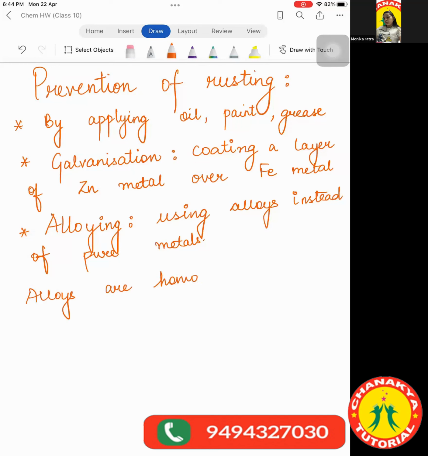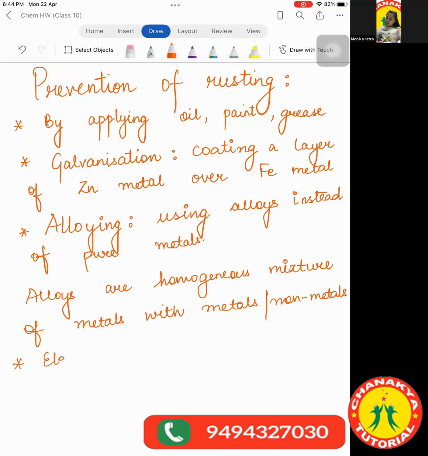homogeneous mixture of metals specifically with either metals or non-metals. Either they will be mixed with metals or with non-metals. Next preventive measure is electroplating.